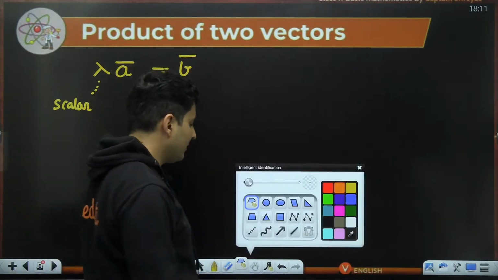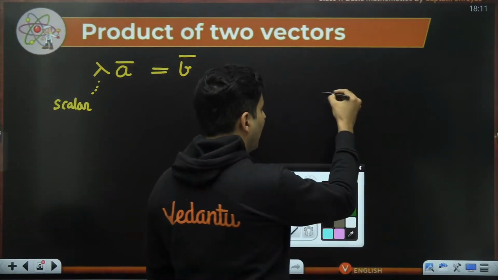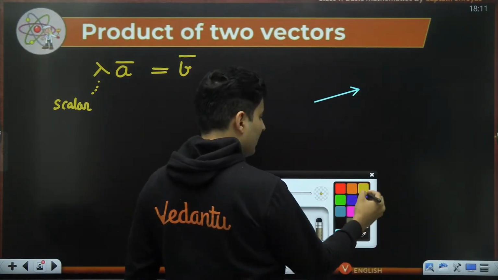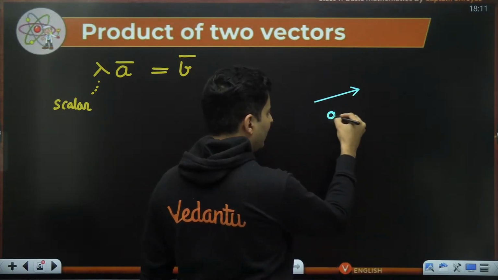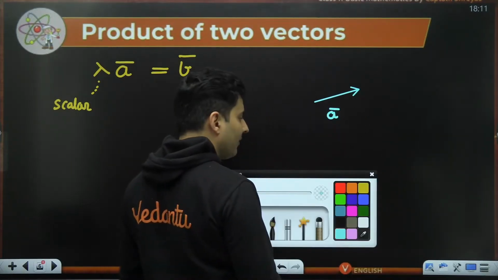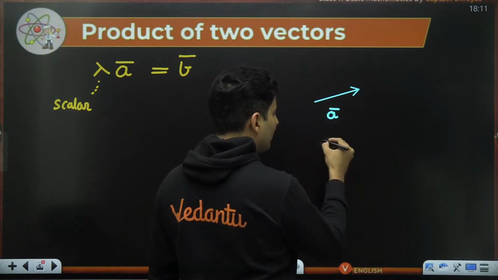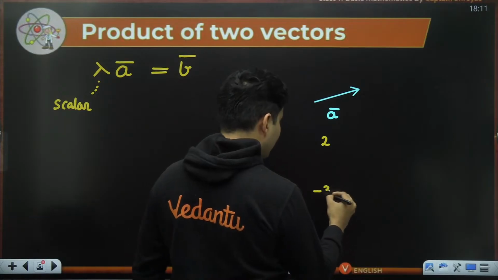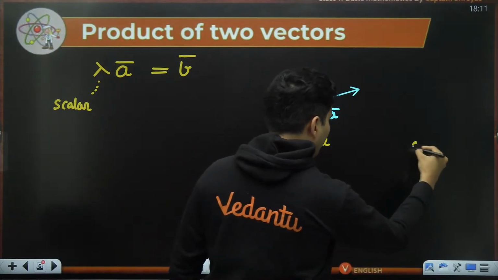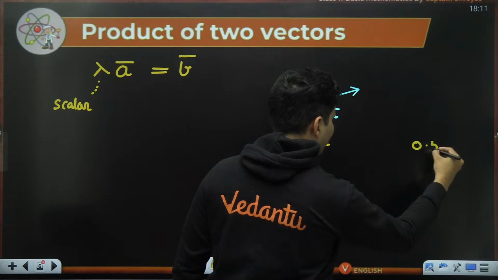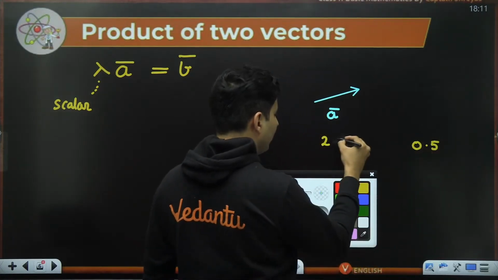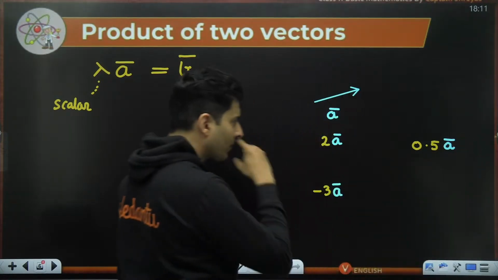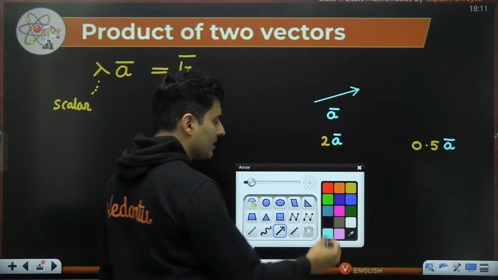What does this mean? Let's say for example, I have a vector over here, and I say that this vector is nothing but a bar. So what if I tell you how much will be 2 times, or let's say minus 3 times, or let's say 0.5 times of that particular vector. 2 times a bar, minus 3 times a bar, 0.5 times a bar. What will these vectors look like?